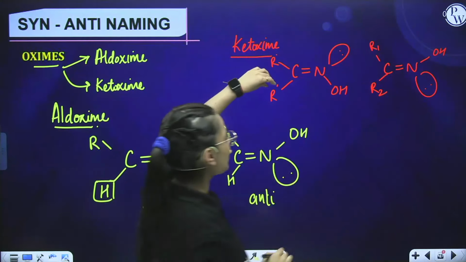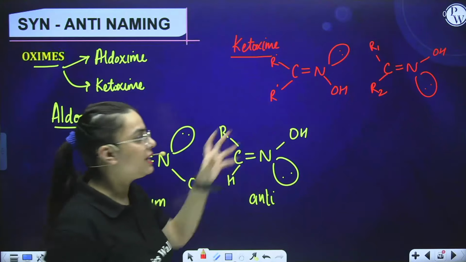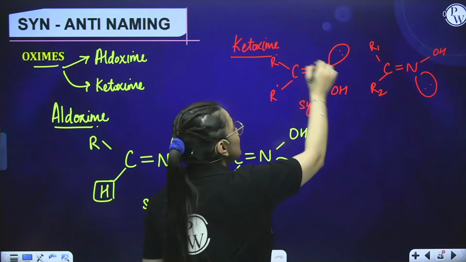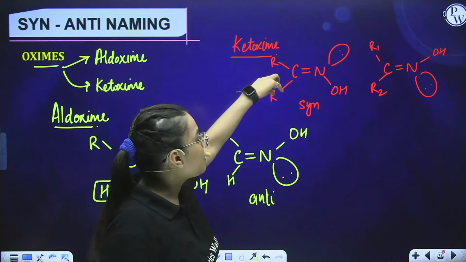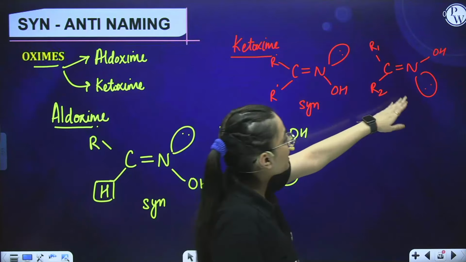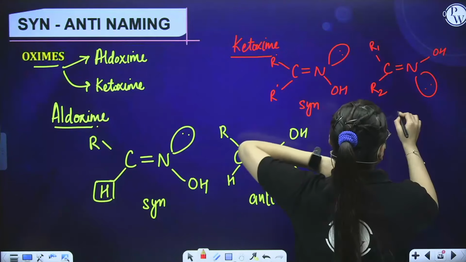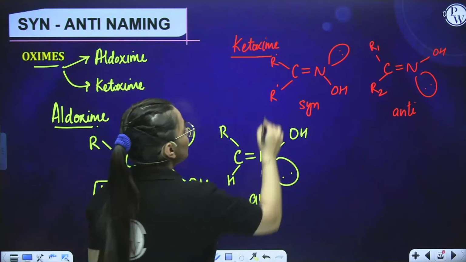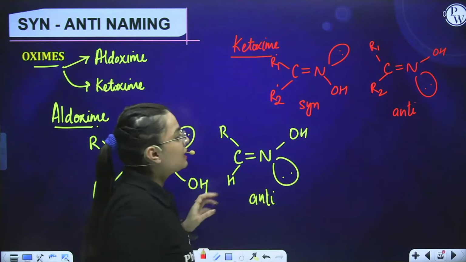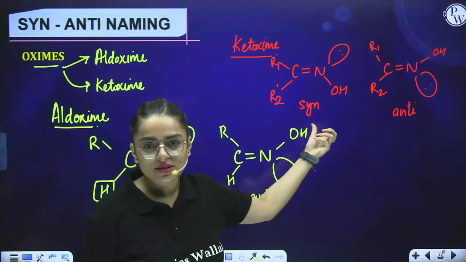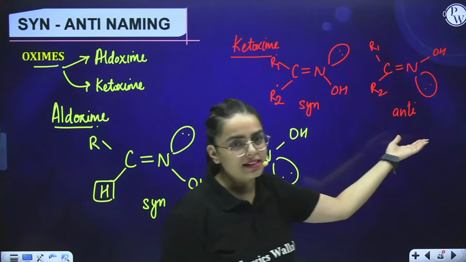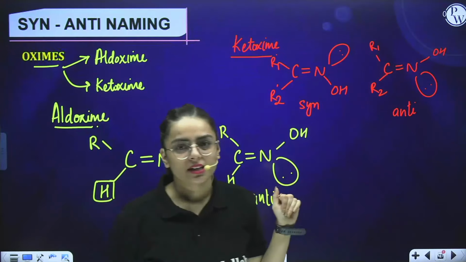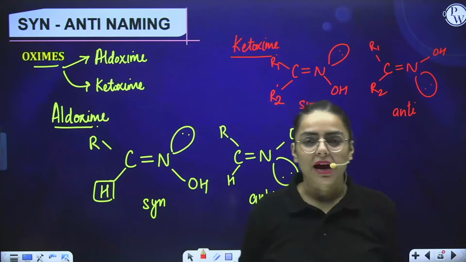Okay, now with respect to R1 and OH, I would say it is a syn. But with respect to R and OH, it is anti. With respect to R dash OH, it is syn. With respect to R2 OH, they are on the opposite side, so they are anti. Clear, students? Or you can take this as R1 and this is R2. Now, I am considering R2 and OH, so it is syn. R2 and OH on the diagonal, it is anti. If I take R1 and OH, it will be anti. R1 and OH, it will be syn. So with respect to which you take, it matters a lot, right?